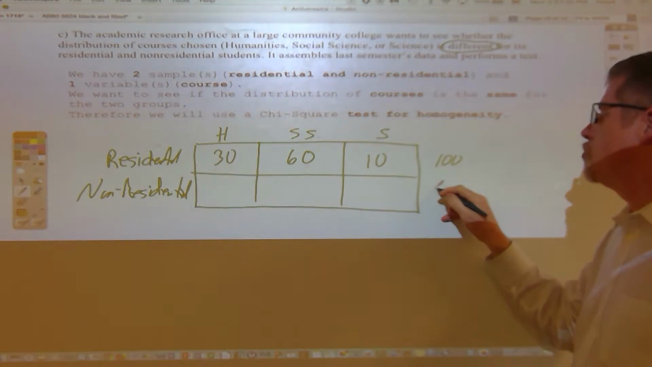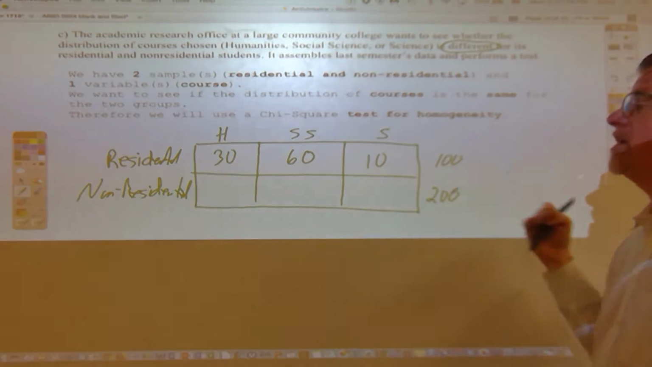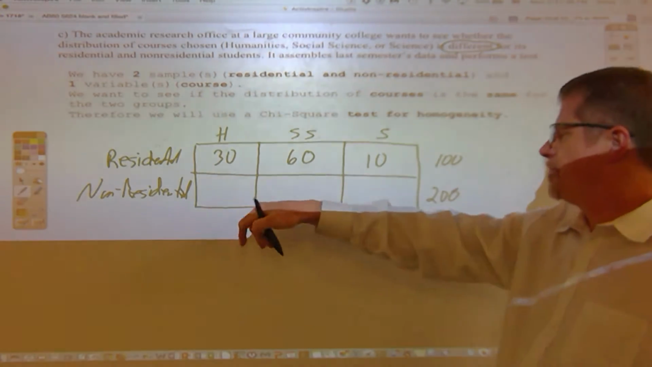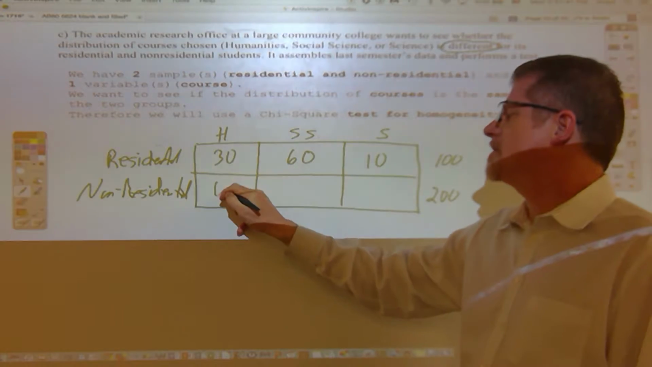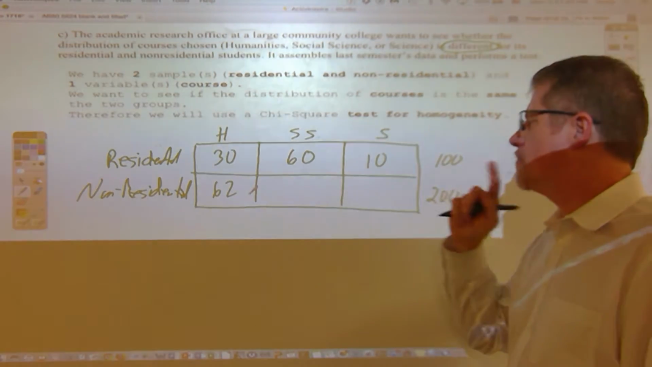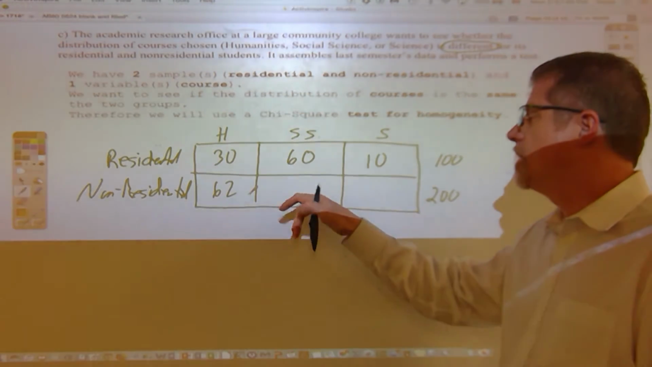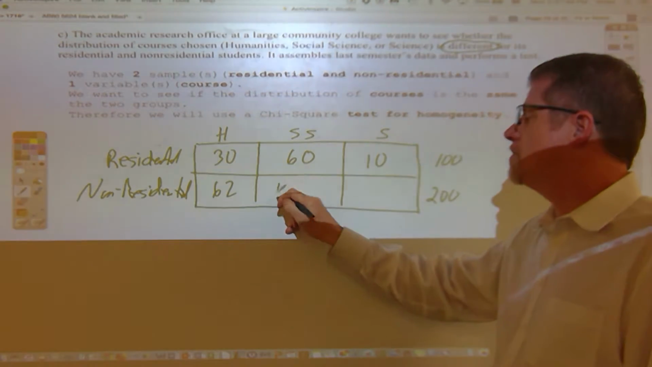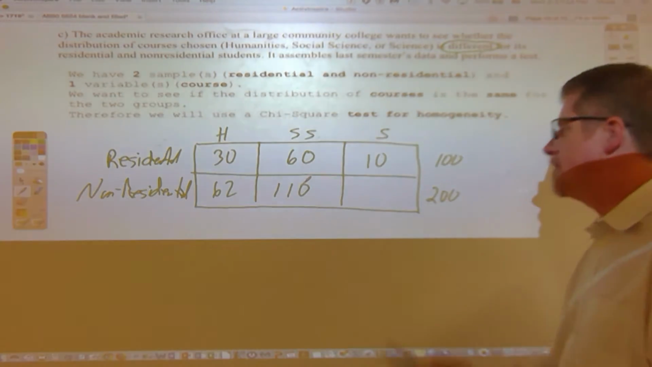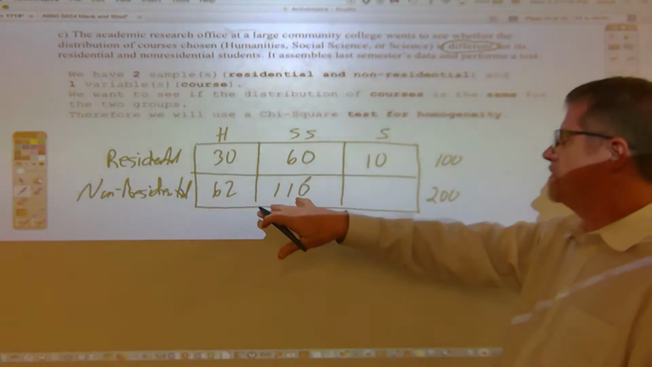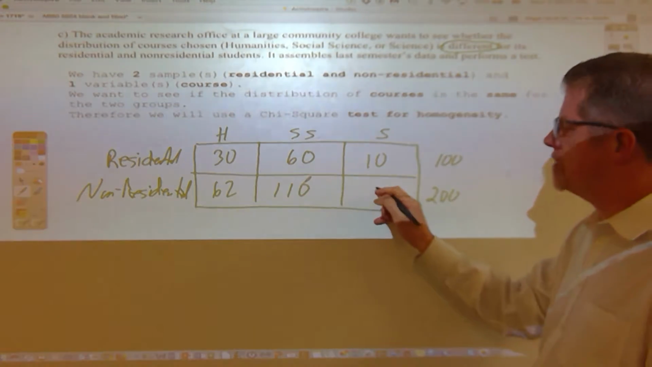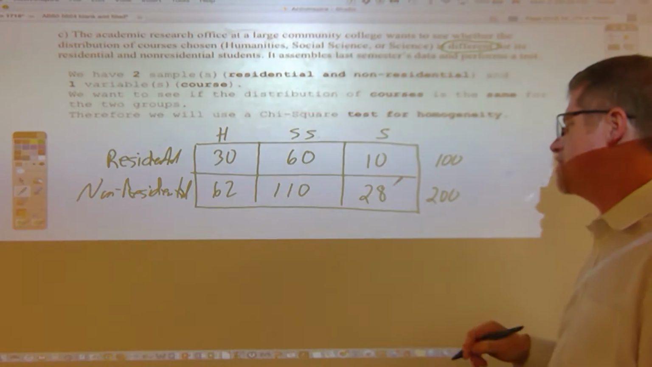Suppose there's 200 courses taken by the non-residential students, but I'm going to make it so it's a little bit off. So instead of 60, I'll make it 62. For the social science courses, instead of 120, I'm going to go 110. Okay. And the next one's determined. I'm out of degrees of freedom here. So 172, so this has to be 28 for that to add up to 200.